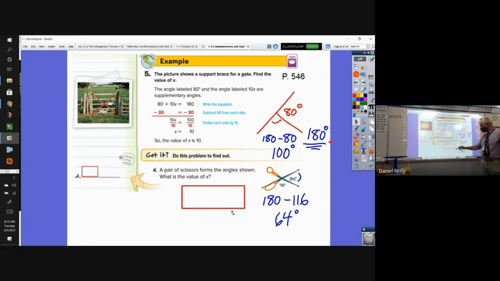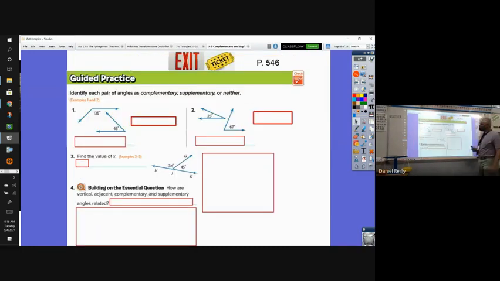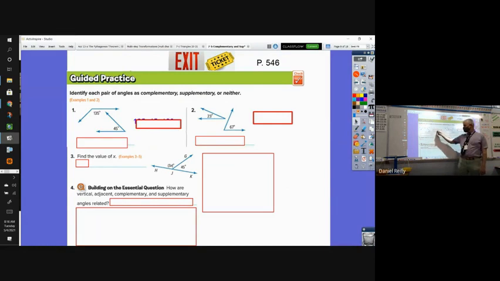But if you notice on that worksheet that you're going to work on now, none of them have these X things in there. They're just asking you what the measurements are of these angles, okay? Number one, these two angles add up to 180 degrees.